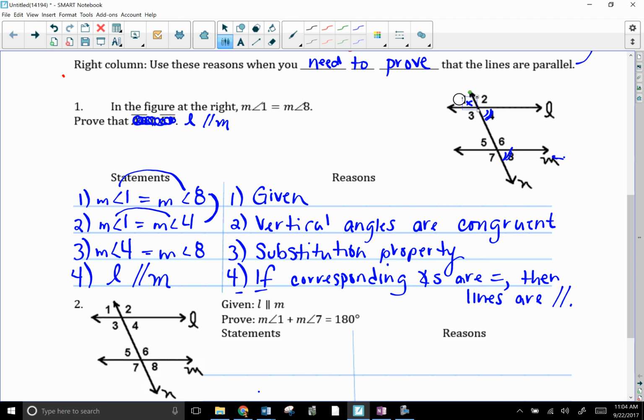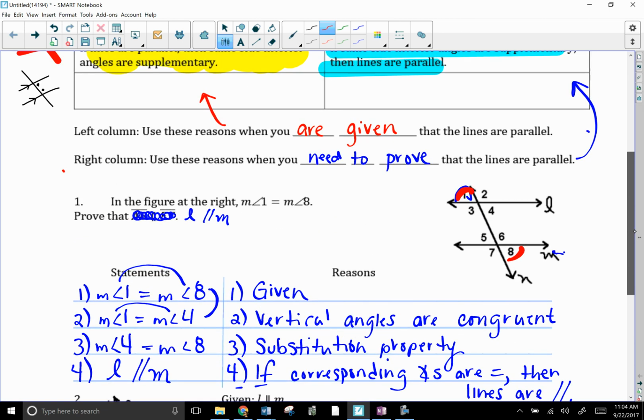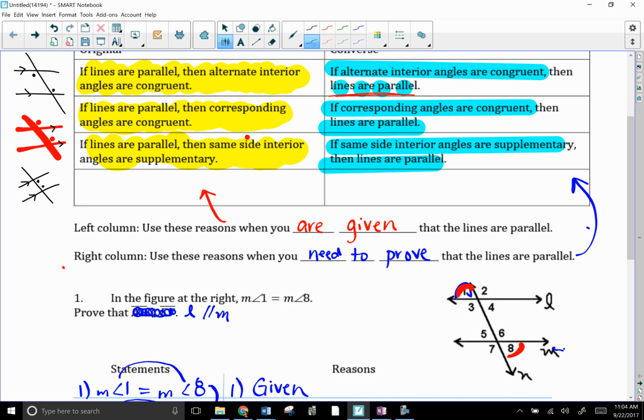Oops, pardon me, that wasn't what I meant to do. 1 and 8 actually have a different name. 1 and 8 are outside, right? 1 and 8 are outside like this, and they are on alternate sides of the transversal. They actually get a special name that we're going to fill in up here, and that special name is the following. If alternate exterior angles. Oh, I made a mistake. Sorry, guys. Sorry, I put that in the wrong column.